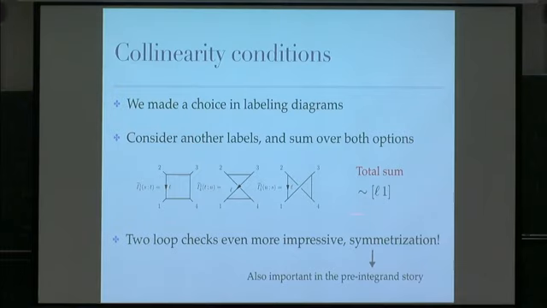So the symmetrization is very important here, and actually the two-loop check is even more impressive, that there is a completely massive cancellation between all the diagrams all together in different labels. You have to consider everything to actually exhibit this property. And this fact that the symmetrization is crucial is also, I think, closely related to this pre-integrand story by JJ. Somehow you have to symmetrize in order to see these properties of the integrands.